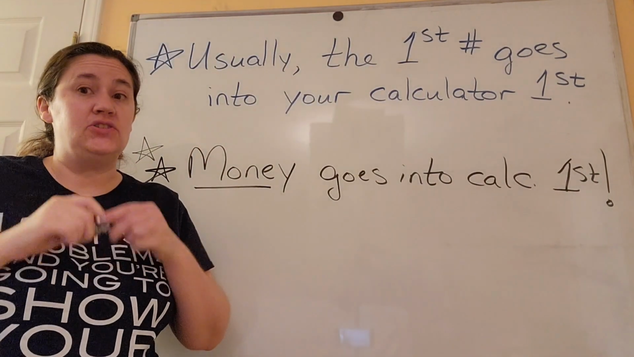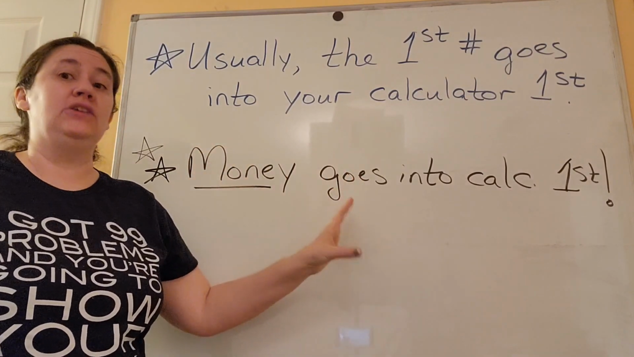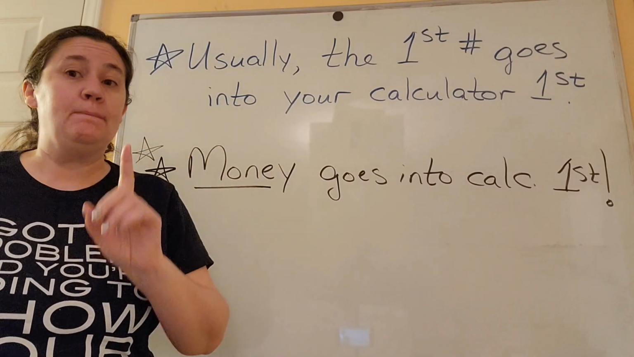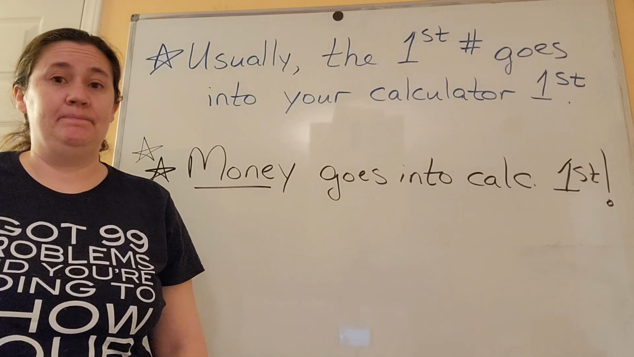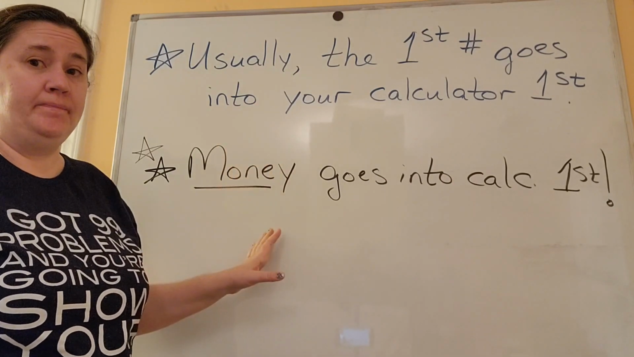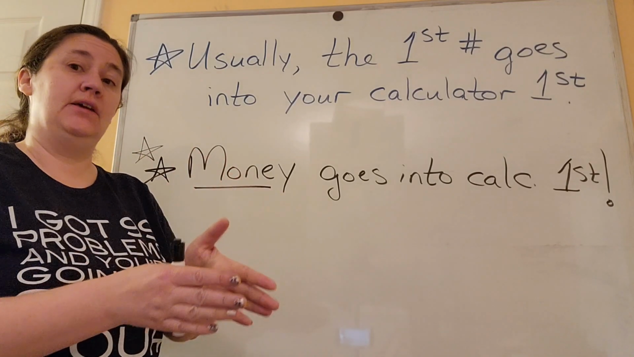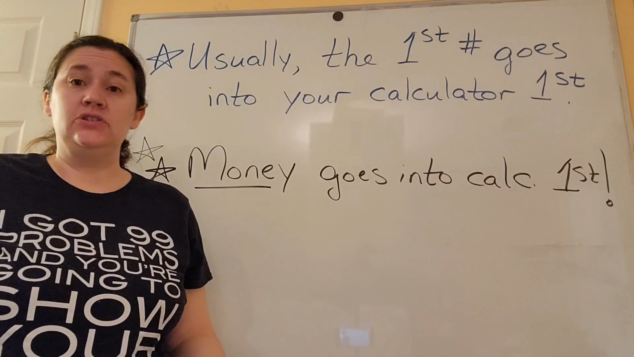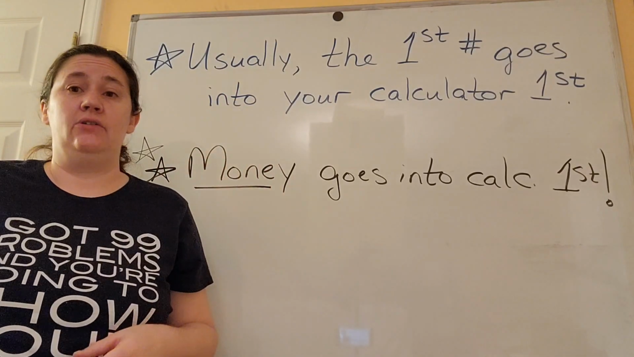Sometimes your textbook likes to try to trick you by giving you the money number second and making you think you have to put the first number in first. But if it's a problem involving money, money always goes into your calculator first. All right, let's make sure you get these 2 things written down. Money always goes into your calculator first, even if they give you the money number second. But for most problems, typically, usually, the first number goes into your calculator first.